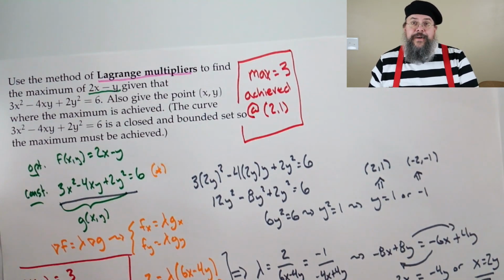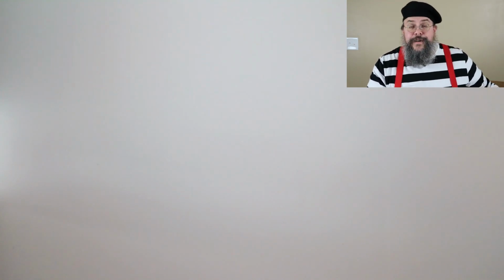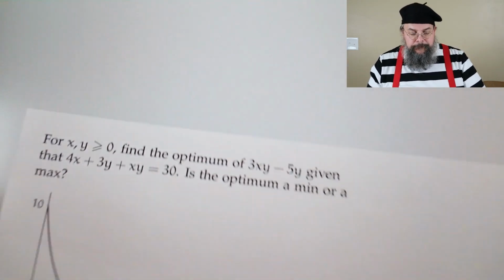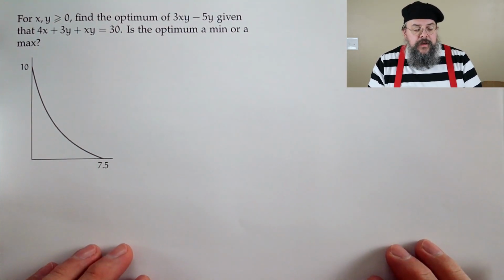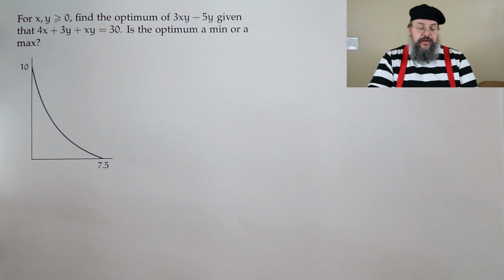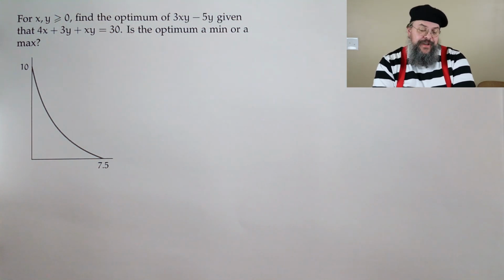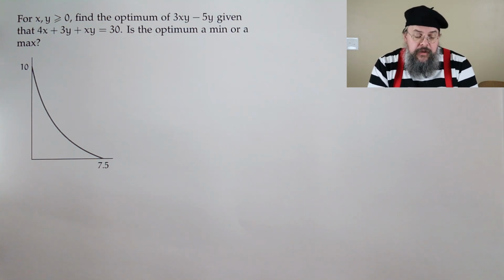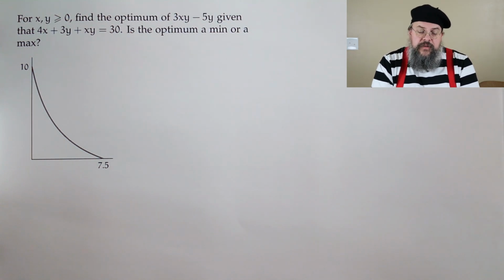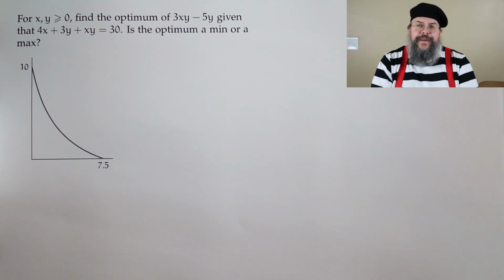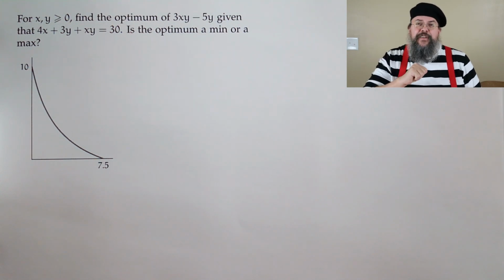Well, good. Now that we've had a nice warm-up problem, let's keep it going. And let's try another problem. Okay, so for xy greater than or equal to 0, all right, that just really is a way of saying, hey, we're in the first quadrant. Find the optimum of 3xy minus 5y, given that 4x plus 3y plus xy is 30, and is the optimum a min or max? It's a little bit poorly phrased, this problem, and I blame the problem writer. That's me, I wrote it.